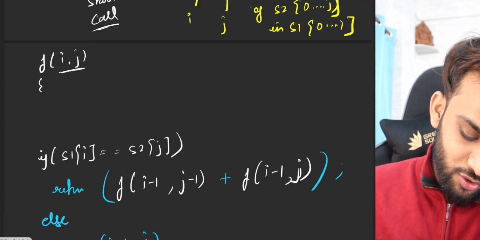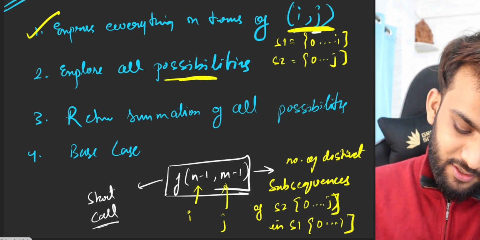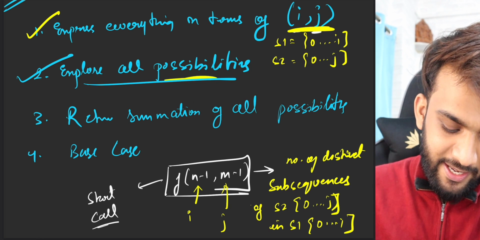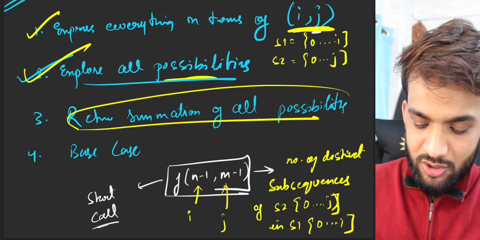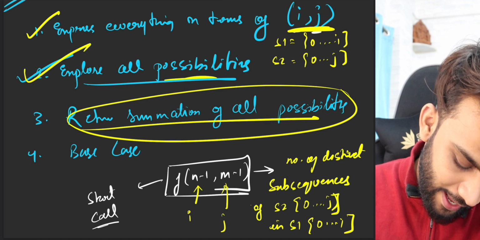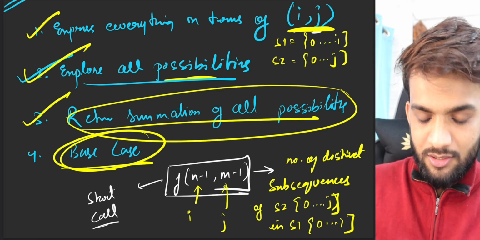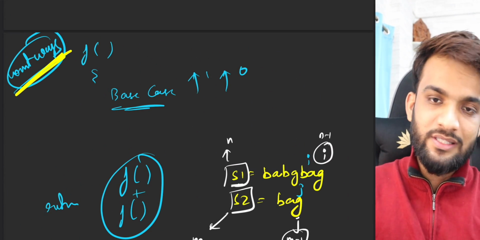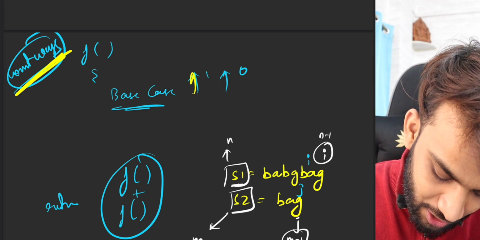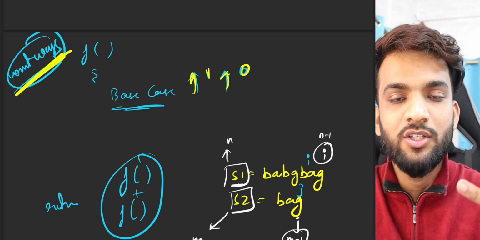Now, have I explored all the possibilities? I have indeed explored all the possibilities. Have I written the summation because it was count ways? I have. Base case, what is the problem? The problem is count ways. The base case has to return 1, or has to return 0. There's no other way.